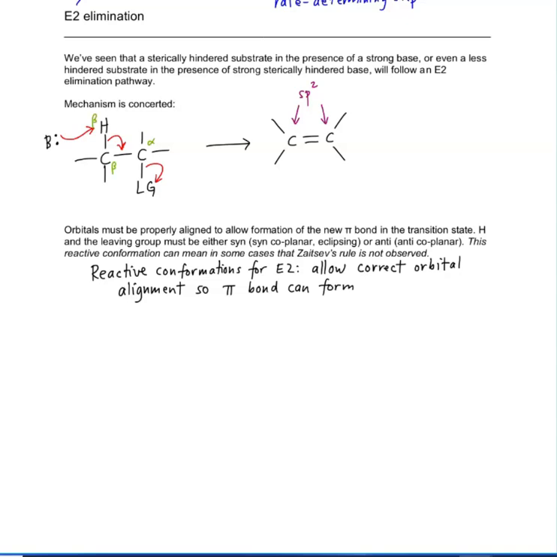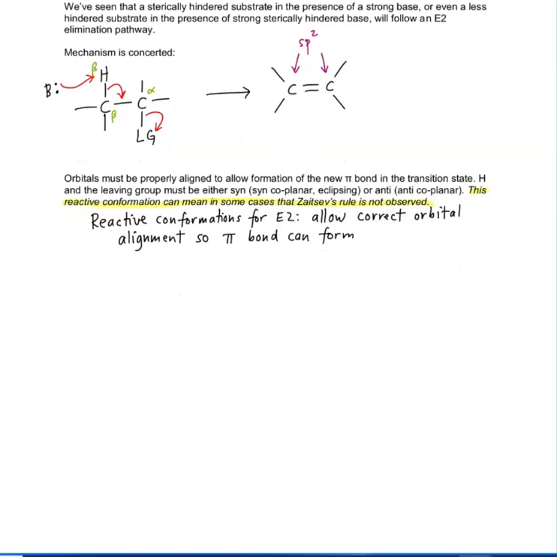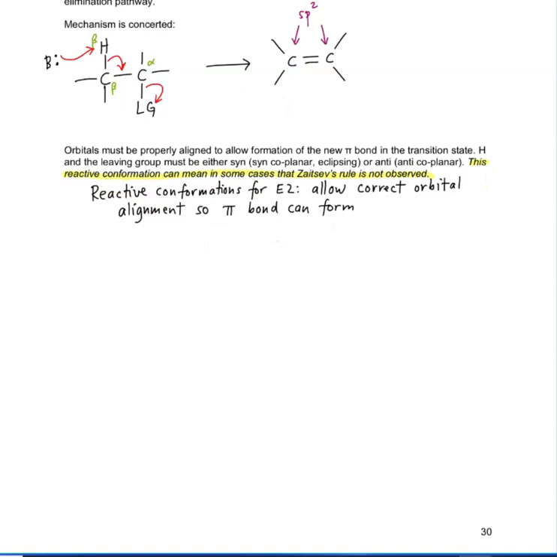This orbital alignment is the most important thing that you need to consider about E2. It can mean, as we'll see with examples as we go forward, that because you have to be in a special reactive conformation, in some cases Zaitsev's rule cannot be observed. So we'll see what that means as we go forward. For now, let's just look at what those reactive conformations are.